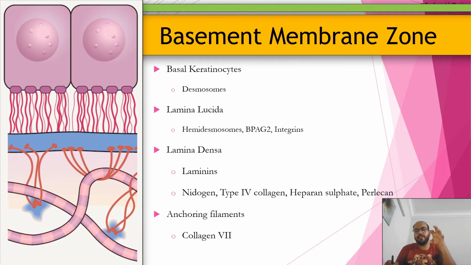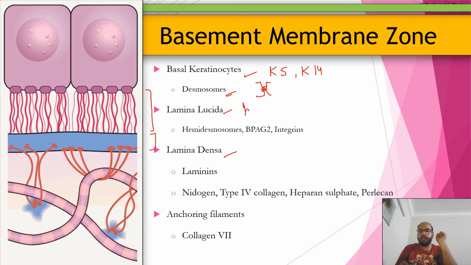Now, this is the same slide that we had discussed 3 weeks back when we were discussing the basement membrane zone. And here are the structures from top to bottom. We have basal keratinocytes in which you have keratin 5 and keratin 14 predominantly, which will form desmosomes, and desmosomes are in between adjacent cells. Below that, we have lamina lucida and lamina densa. So this is lamina lucida, this is lamina densa.